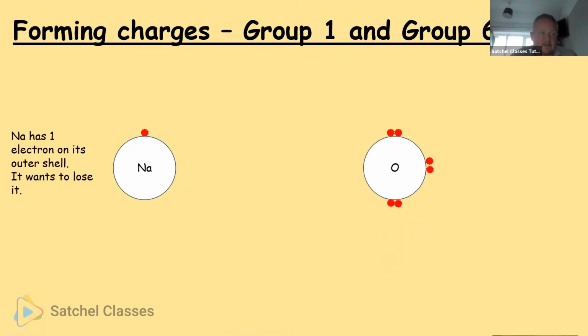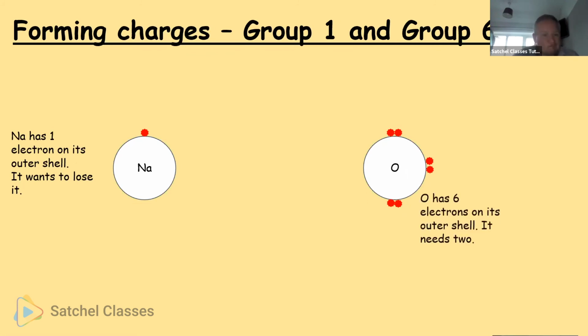What if then, instead of group 2 and group 7, I am using a group 1 metal and a group 6 non-metal? Sodium has 1 electron in its outer shell. It only wants to lose 1 electron. It can't lose any more than that because then it'll dip into its full outer shell underneath. Oxygen, however, needs 2 because it's only got 6 and it needs 2 to complete the shell.